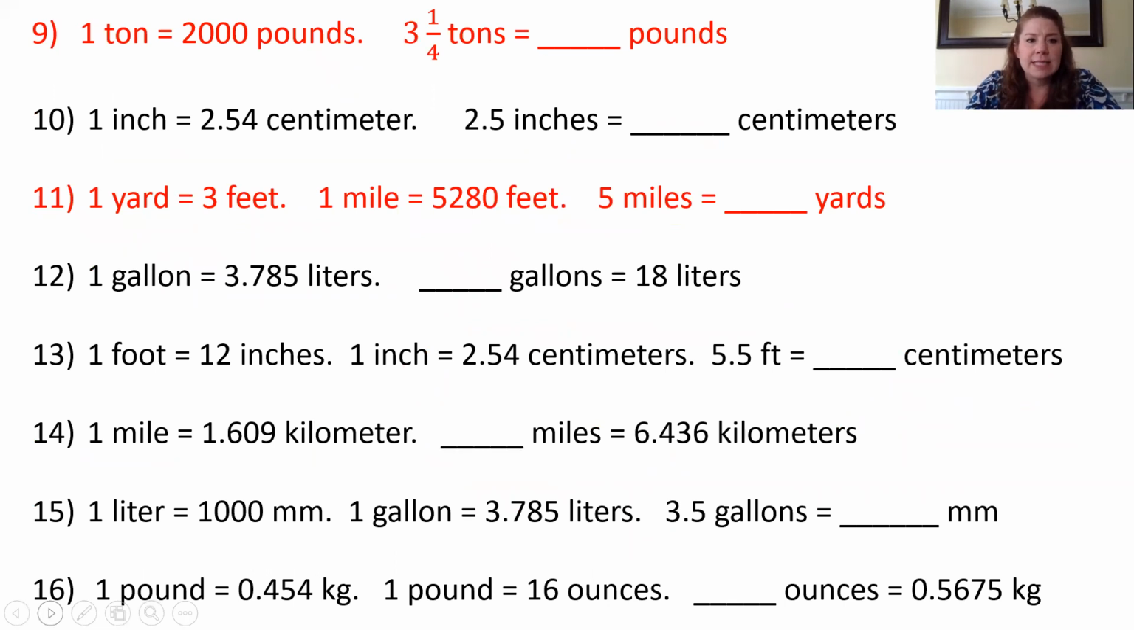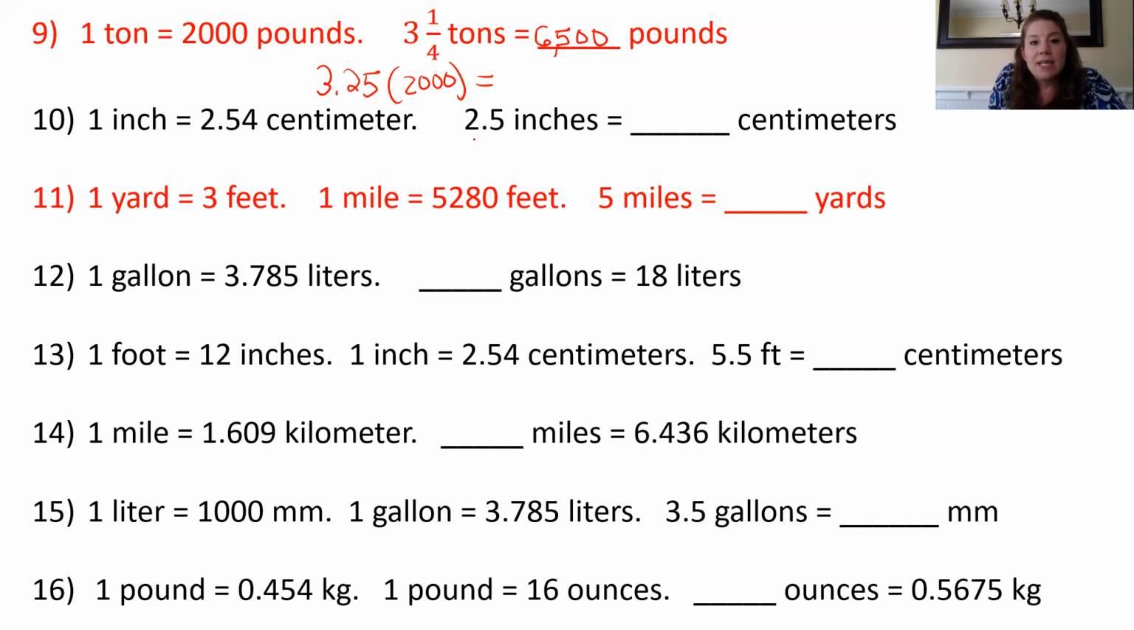All right, how are you guys doing out there? Let's look at number 9. So 1 ton is 2,000 pounds. What if I have 3 1/4 tons? Well, we already know a fourth is 0.25. So I'm going to multiply 3.25 by 2,000 to figure out how many pounds that is. 3.25 times 2,000 equals 6,500 pounds.